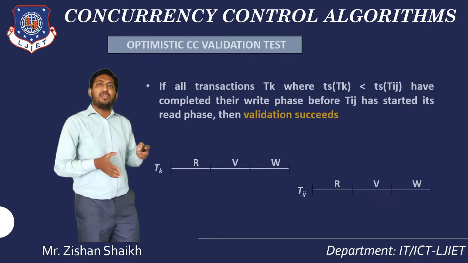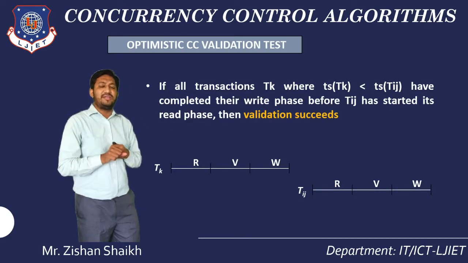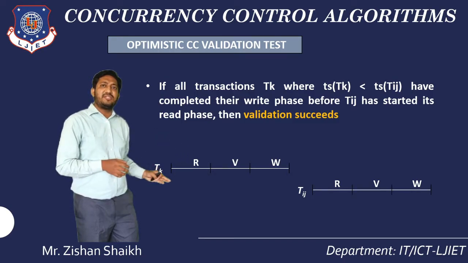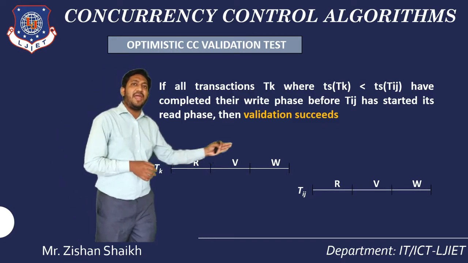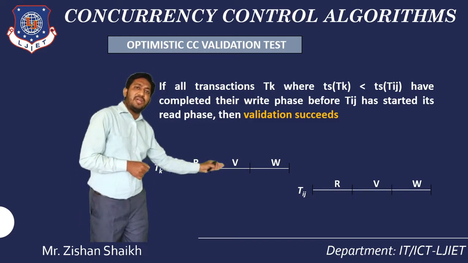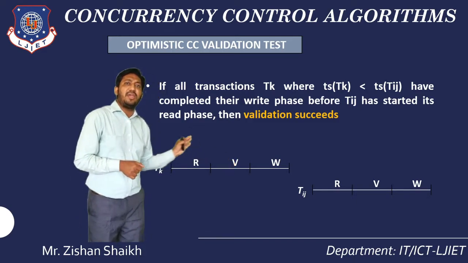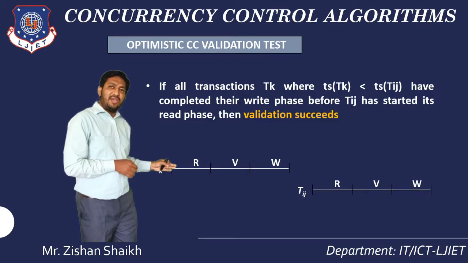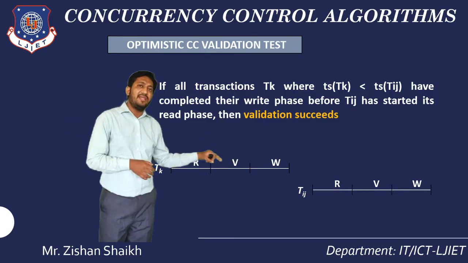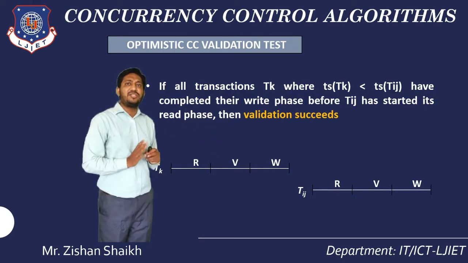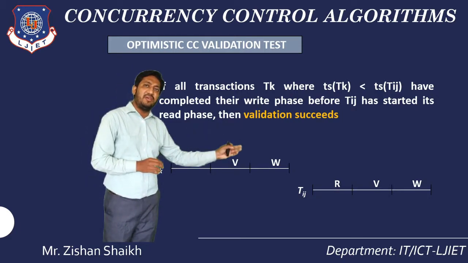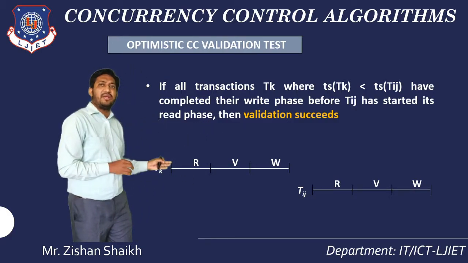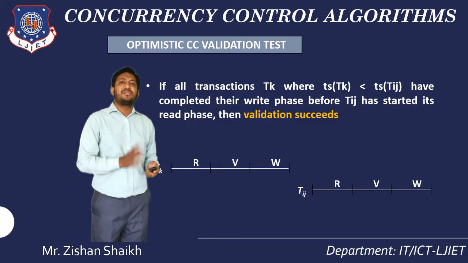So if the optimistic algorithm is working, then there are validation tests here. In the first validation test, Tij is reading, validating and writing. Tk is completing reading, writing and validating. So if Tk completes its write operation, and then afterwards Tij starts its read operation, this is our basic condition here. If I am reading the data and the previous transaction has already completed the write operation, then that is satisfied here. That's why we can say that validation succeeded here.